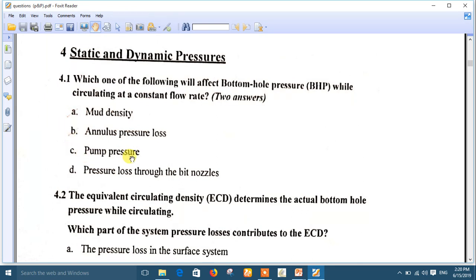But the pump pressure, no. Pump pressure is affected by the frictions. It's affected mainly by frictions in the bit nozzles, in the drill collar, in the drill bit, and in the annulus also, but it is not the main reason. Also, pressure loss through the bit nozzles is not the answer. So the best answers are A and B.